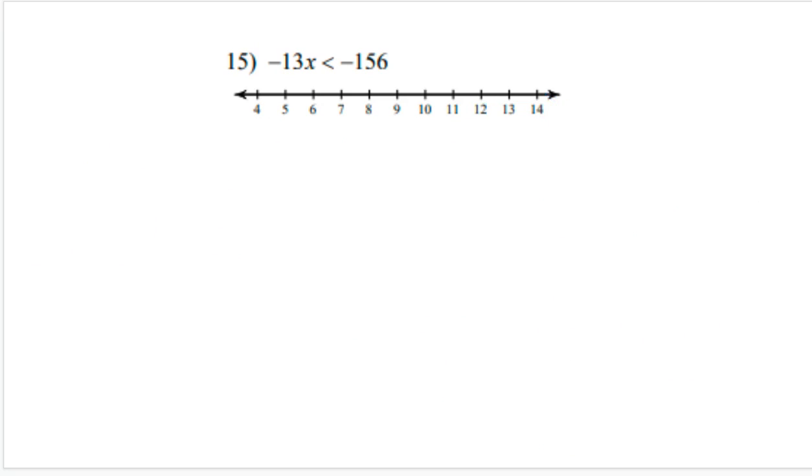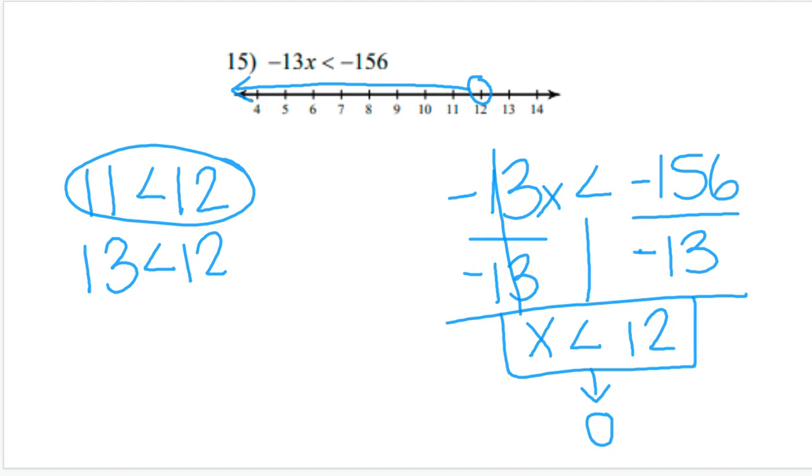Now for this last problem, you're going to do it all on your own. Solve and graph. This is going to be kind of like your exit ticket. Once you're finished solving and graphing, go ahead and come back and take a look at how you did. Now that you're finished, you can go ahead and take a look at how you did.